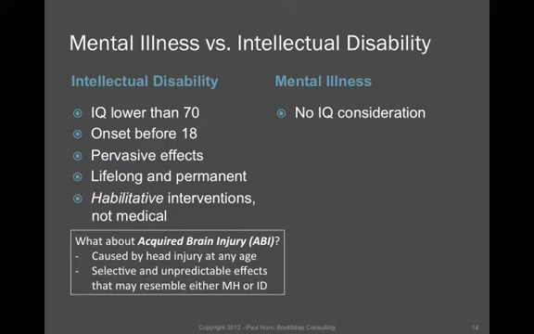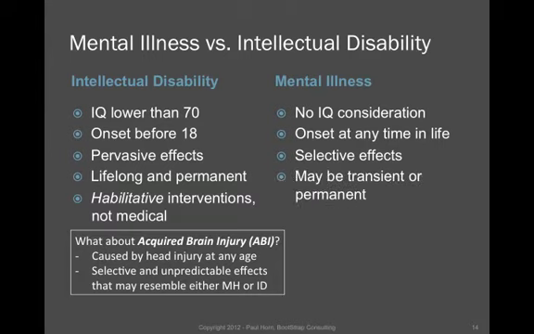But you could have an IQ that puts you at a genius level and still experience mental illness. You can have the onset at any time in your life, not just before 18, and the effects can be very selective. For example, they might affect your view of your gender or your sexuality as opposed to your entire intellect or your entire emotional spectrum. And they may be transient effects. They may be quite treatable, or they may actually come and go of their own accord. Some mental illnesses do tend to last for most of a person's life.